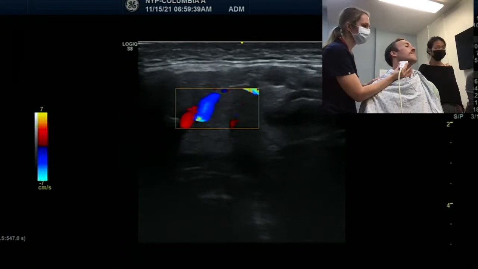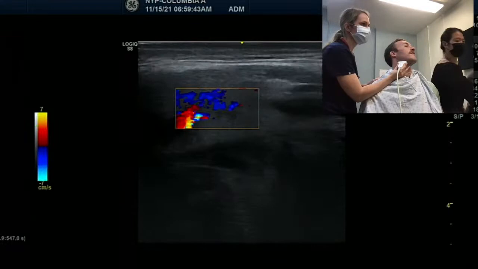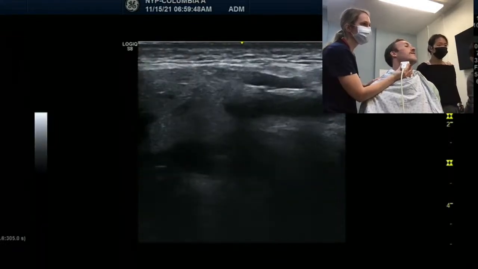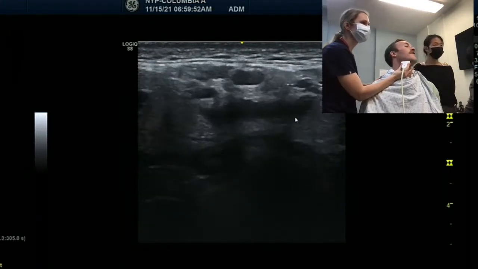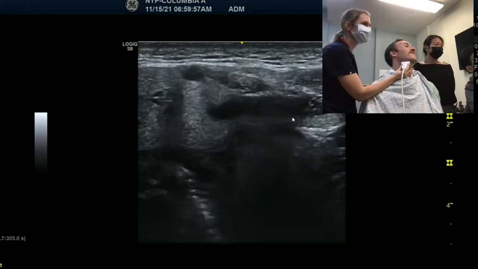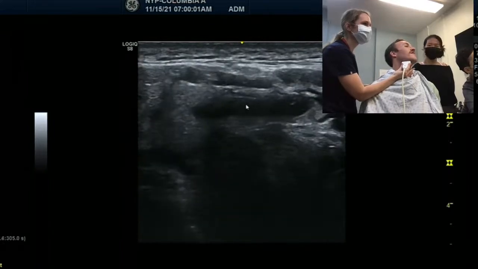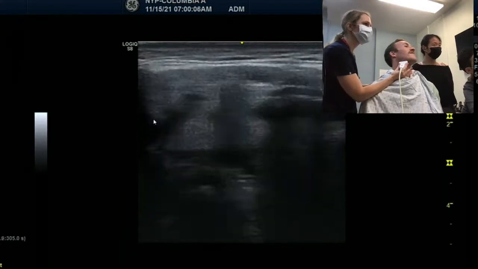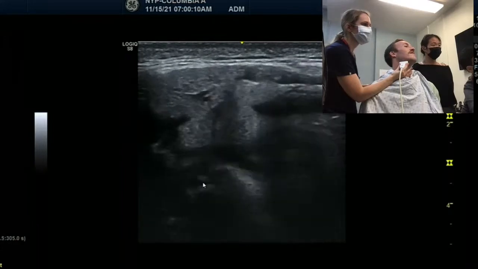Tongue side. Can you move your tongue? See? Down here. And then move to the lateral side. Tongue is away, yes. So as we go closer, now it looks like I'm seeing some tonsils. This is the submandibular gland, and then the tongue. This is a tonsil, actually.